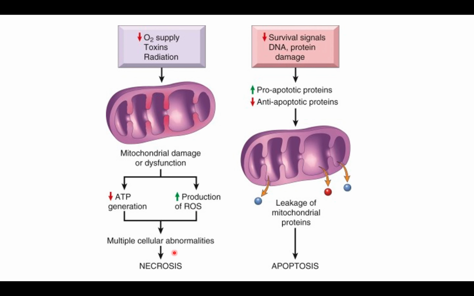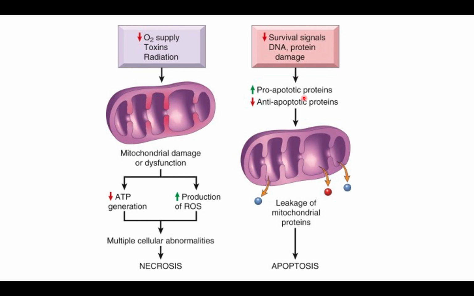And both of these are going to lead to cellular abnormalities, which can then lead to necrosis. The other thing that can happen is if you have these decreased survival signals or DNA or protein damage, that's going to increase the amount of pro-apoptotic proteins and decrease the amount of anti-apoptotic proteins, not the amount of them, but the activity of them, which we're going to talk about again in that next lecture when we get into apoptosis.